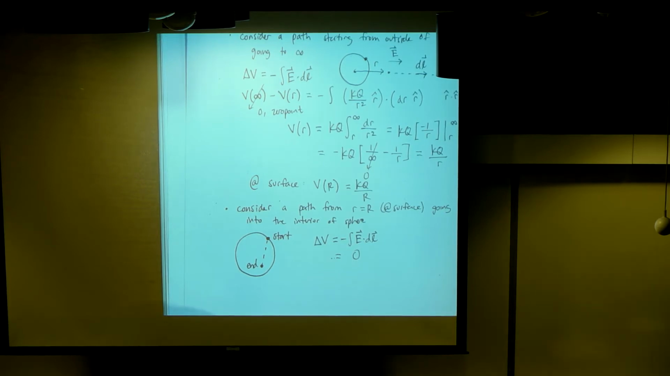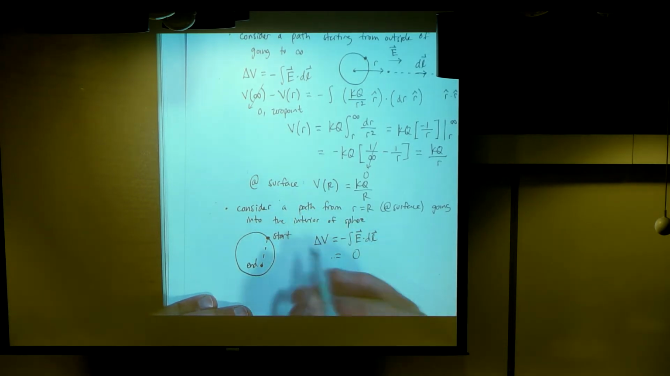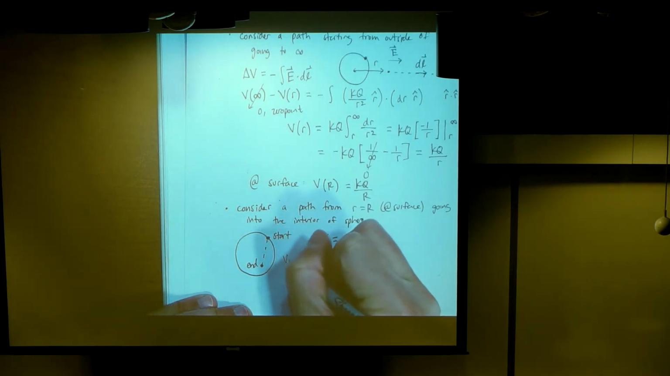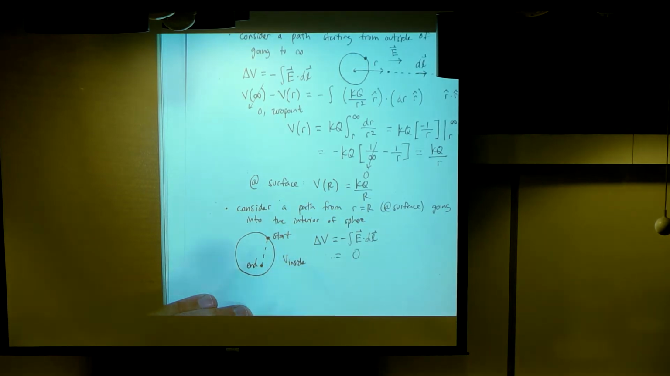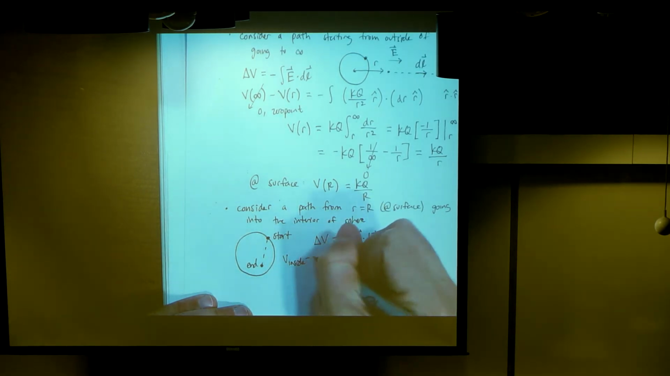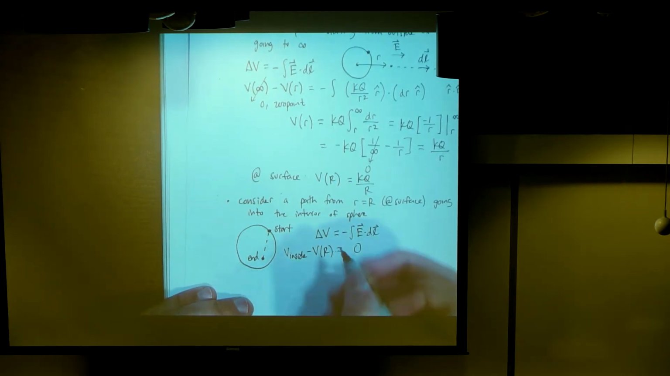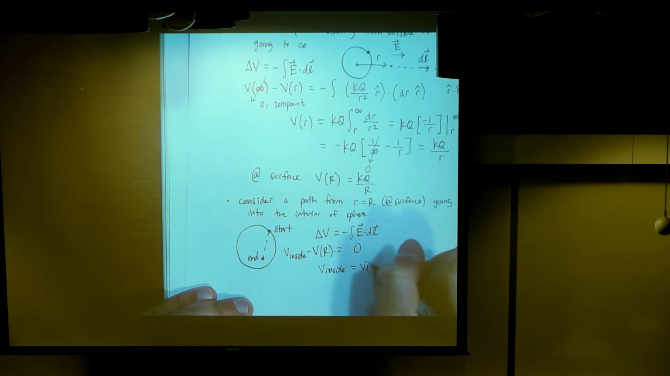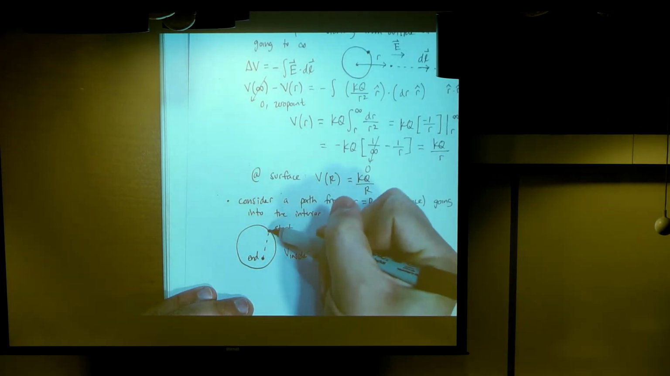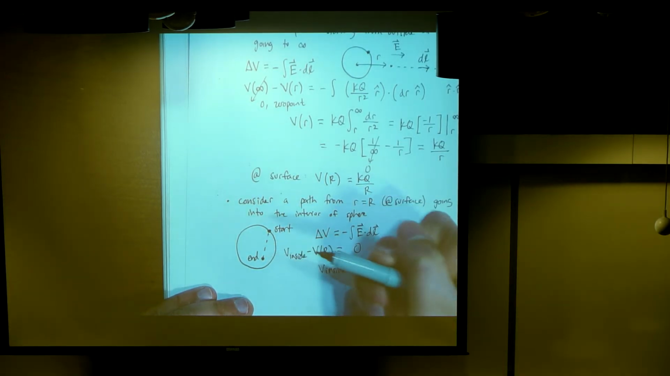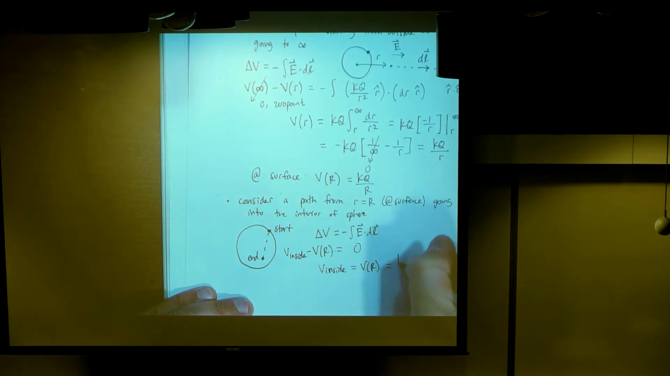But how do I express this delta V? Well, it's just a final minus initial sort of thing, right? So this is just V on the inside of the sphere, wherever we end up, minus V at the very surface of the sphere, which is this V of big R thing that we talked about earlier, okay? Well, that just means V inside the sphere is just the same as V at the surface, because the potential difference between the surface and any point on the inside is just zero. So that's K Q over big R.